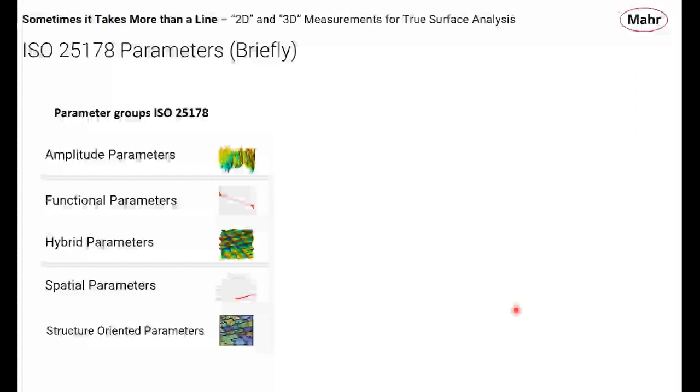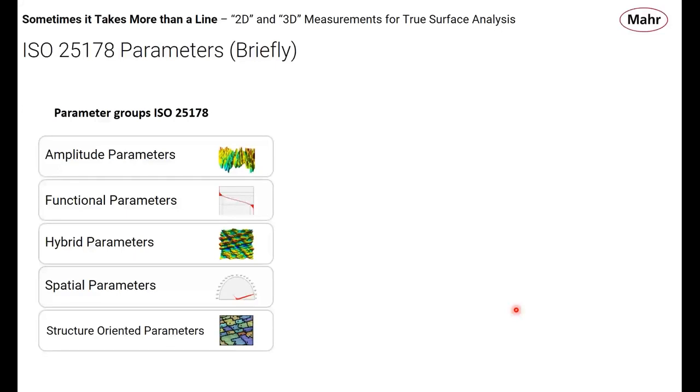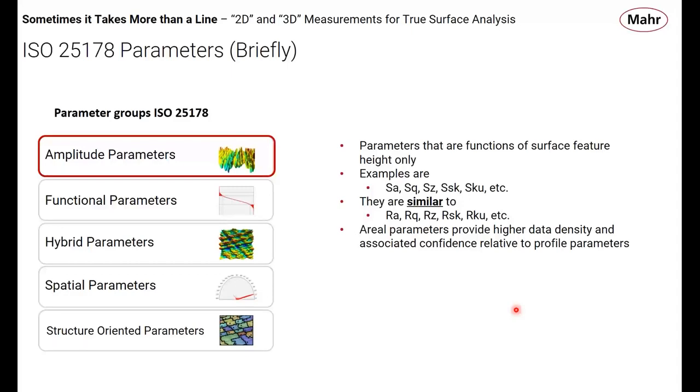Inside of ISO 25178, we have these 5 groups of parameters: the amplitude parameters, the functional parameters (there's actually 3 subgroups inside of functional), hybrid parameters, spatial parameters, and structure-oriented parameters. What I'm going to do is give you a couple of bullet points for each one, just a very 30,000-foot view of each of those. And in the cases where it makes sense, I have a couple of nice examples for those.